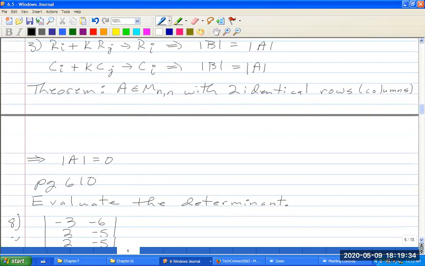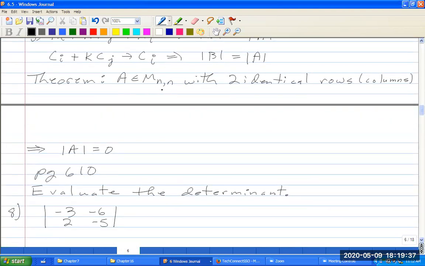Theorem. If A is a square matrix and 2 rows or columns are identical, then its determinant is 0.